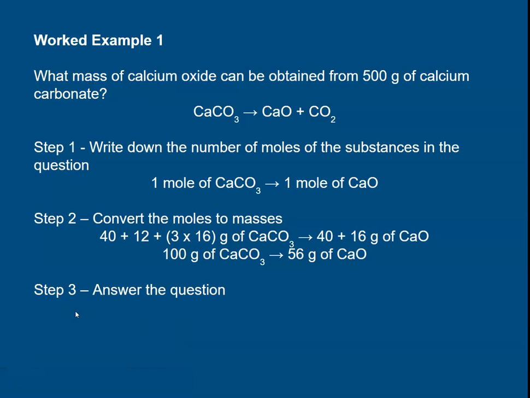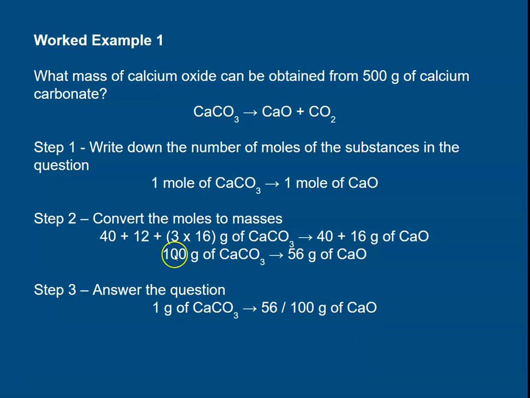That's the final bit. Now some of you might think straight away, okay, I can do that in my head. I know if I had 100 grams of calcium carbonate, it would give 56 grams. So 500 grams would give 5 times as much. And if you can do that, that's fine. But if you can't do that, and the ratios might not always be as nice and simple as the ones I've given you here, then here's a solution.